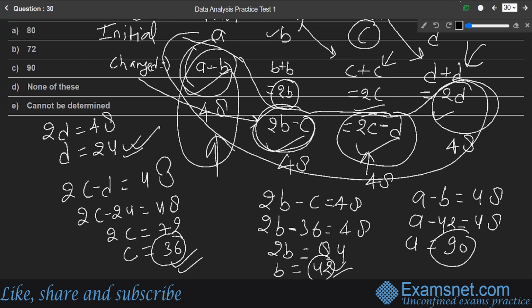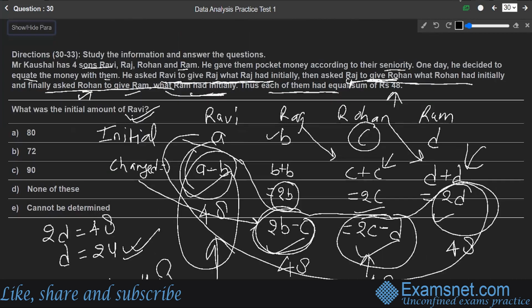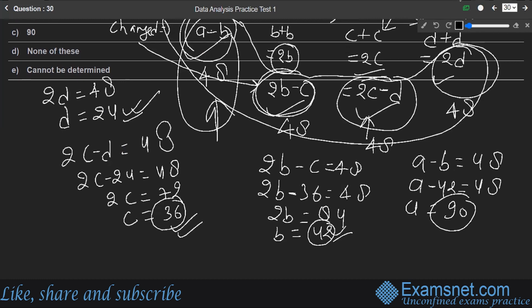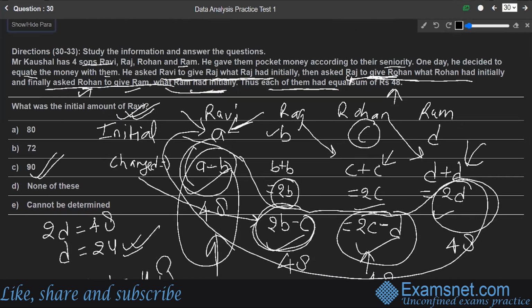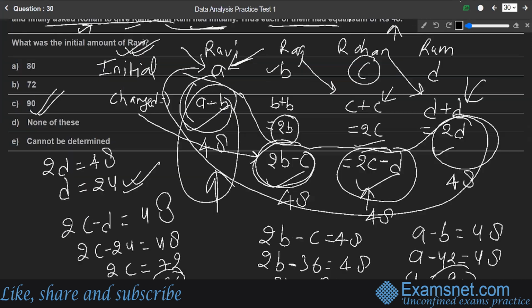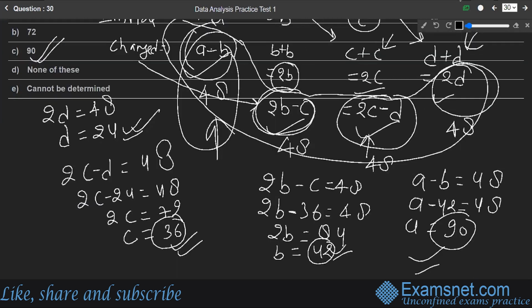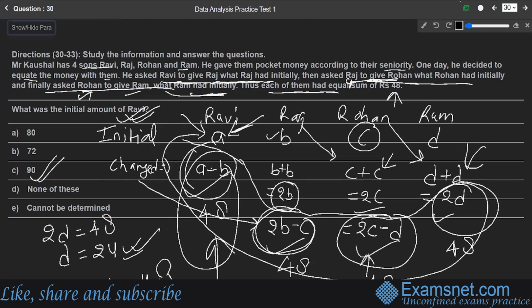Okay, what had they asked for? They had asked for the initial amount of Ravi. The initial amount of Ravi we had assumed to be a only, and that a has come out for us as 90. So that becomes the right answer: the value of a is 90. And we have stated everybody's value: a is 90, b is 42, c is 36, and d is 24. We can carry forward these numbers in the next question also if required.